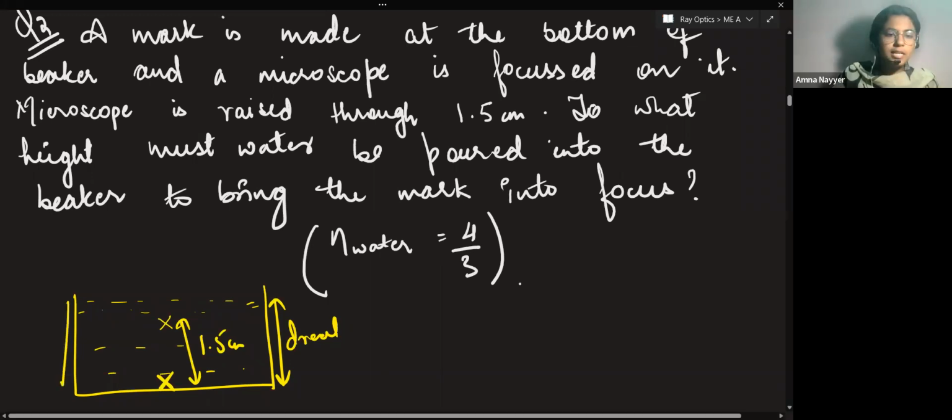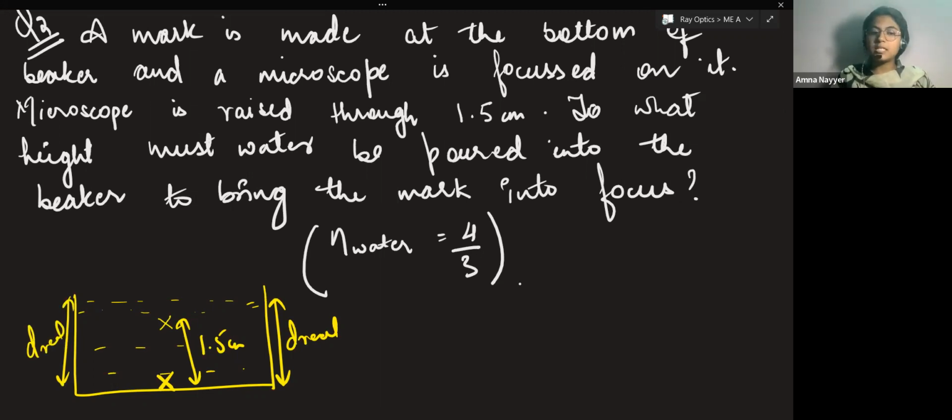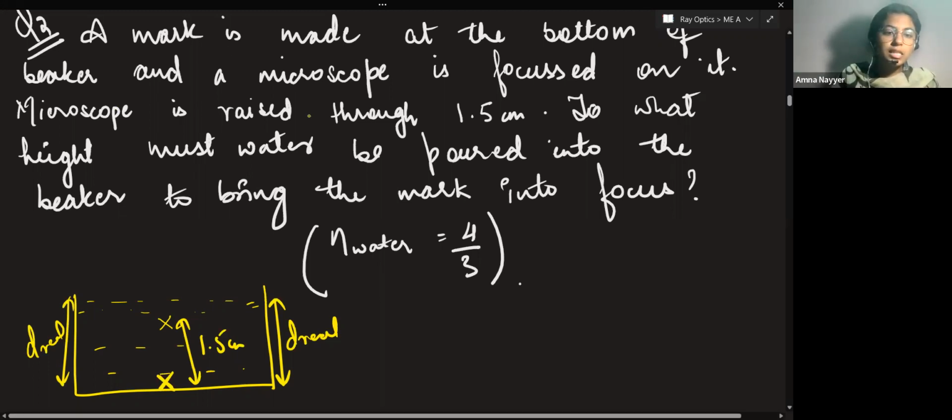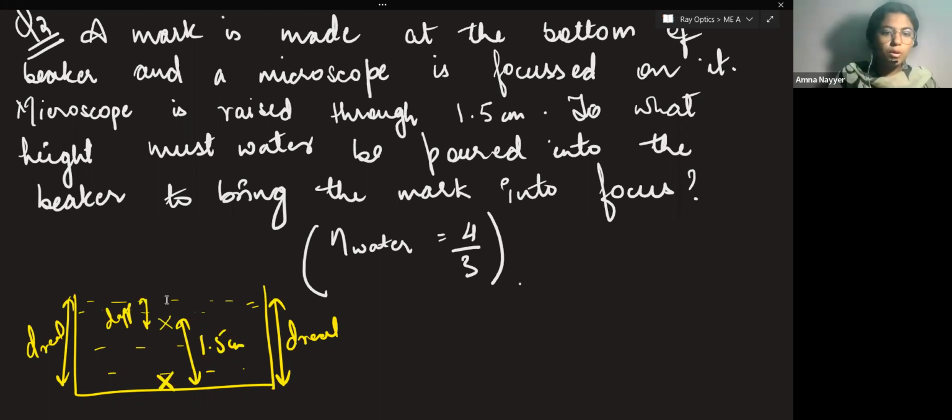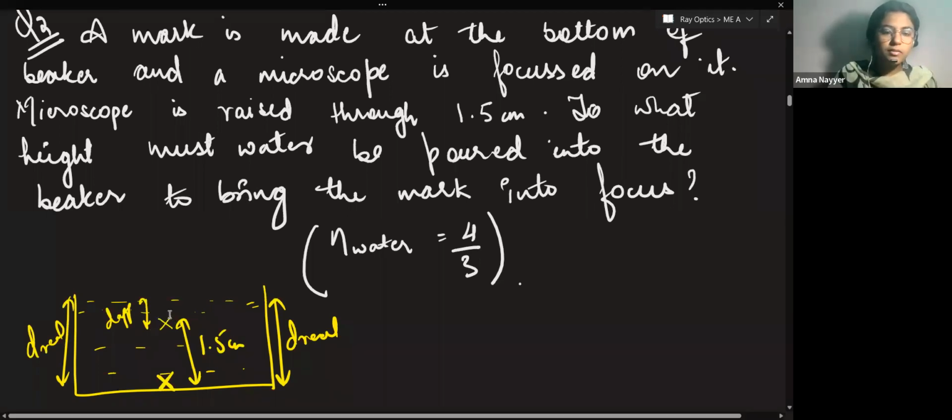See, this is the actual depth, this is the real depth of the mark that is present. And this cross that we are able to adjust through the microscope, this we are able to see, this is known as the apparent depth, no? This is the apparent depth because we are able to see this. We are not able to see this. We are able to observe this mark. We are not able to observe this mark.